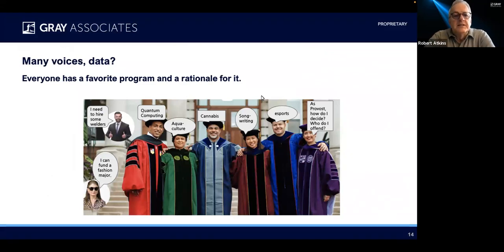Second problem is everybody's got a favorite program. That could be an employer in your local market who wants you to teach a welding program. And oh, by the way, he needs to hire 2 welders a year, so good luck with all those graduates. There may be a board member who thinks that you should have a fashion program. By the way, not necessarily a bad program.